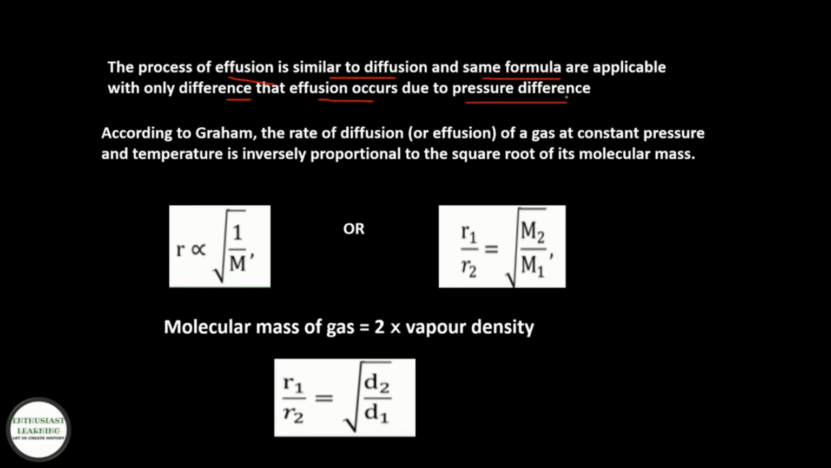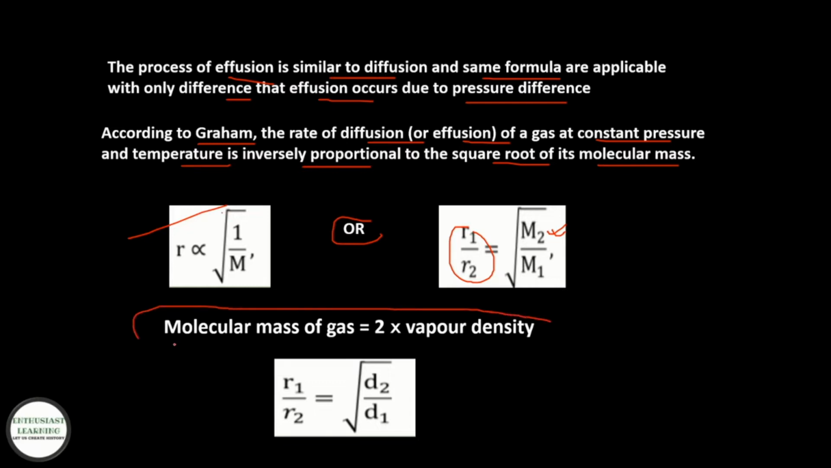to pressure difference. According to Graham, the rate of diffusion or effusion of a gas at constant pressure and temperature is inversely proportional to the square root of its molecular mass. Or we can say that R1 by R2 is equal to under root M2 by M1. Molecular mass of a gas is equal to twice the vapor density. So R1 by R2 is equal to root D2 by D1.